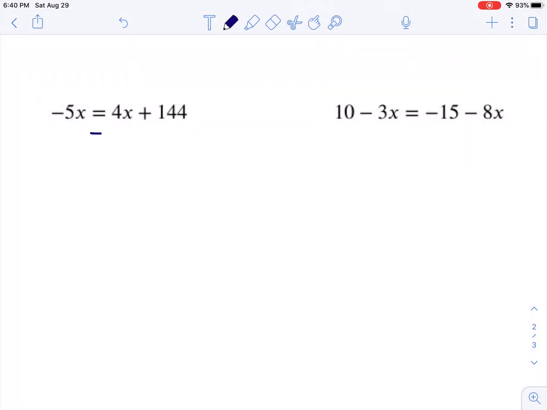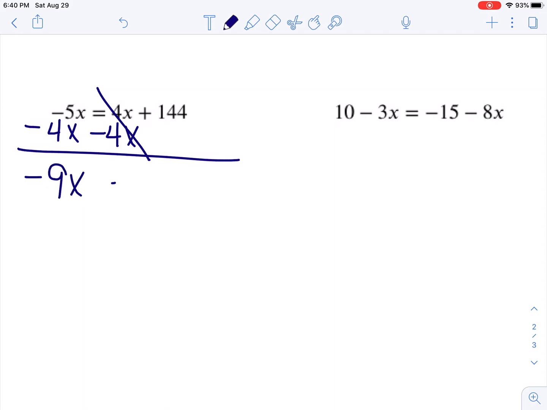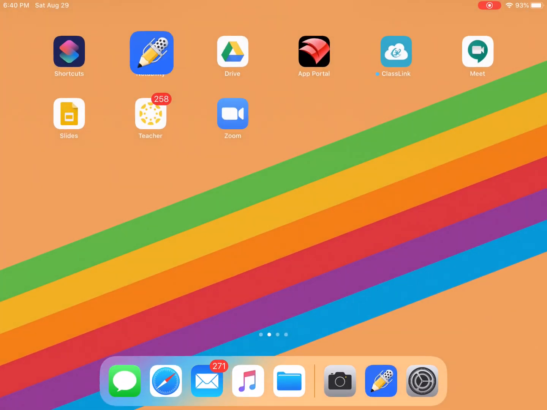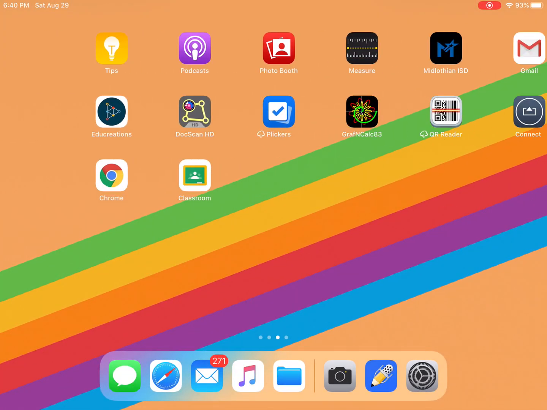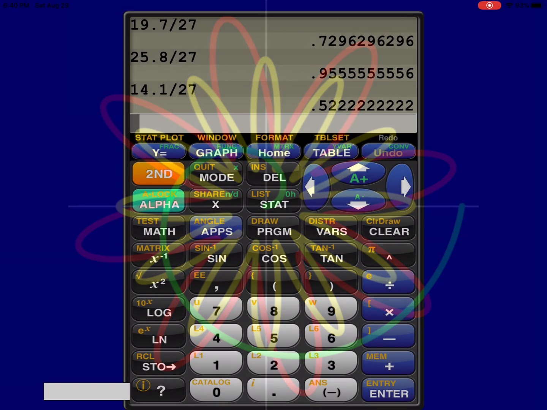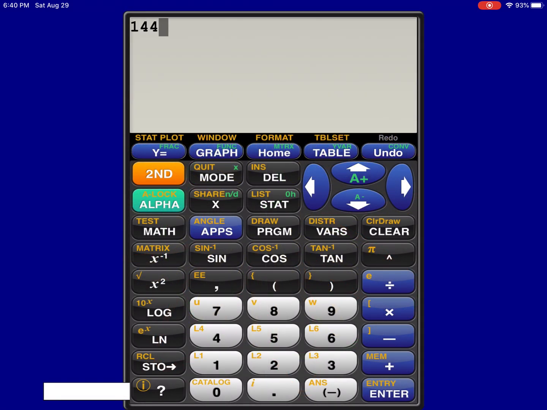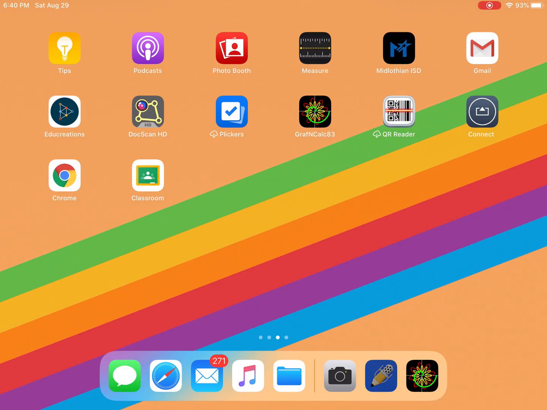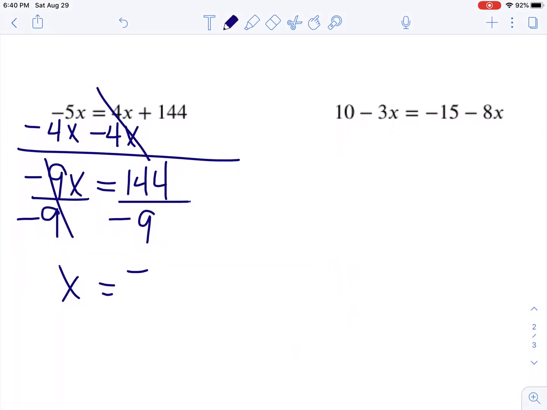Okay, so if you've paused it and you should have worked it out, I'm going to work it out real quick. Should have got negative 9x equals 144 divided by negative 9. And if you don't know what that is, you can take your calculator, which I have one right here, and do 144 divided by negative 9, which is negative 16. So go back here, negative 16.